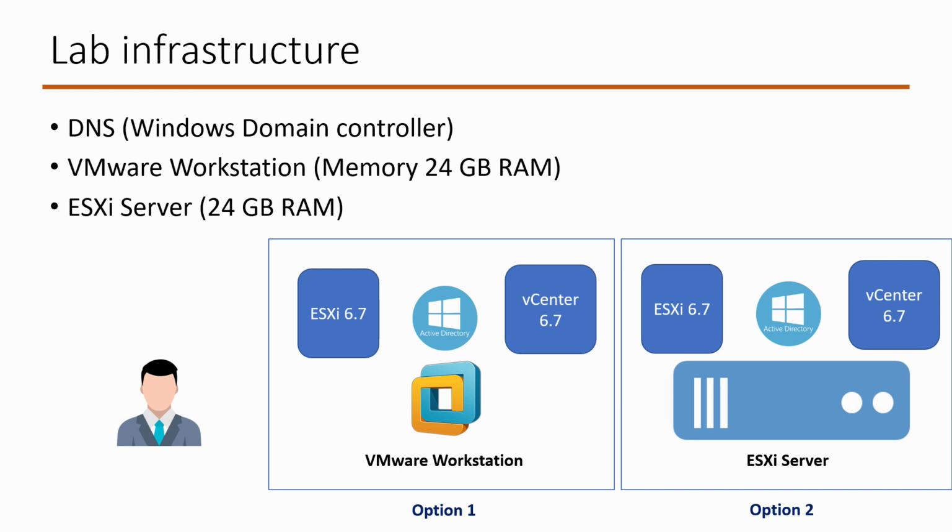The second option is if you have any free desktop or a server, then install ESXi server on it. Then you can have a nested ESXi and virtual machines for Active Directory and a vCenter on top of it. So you can choose one of these options.